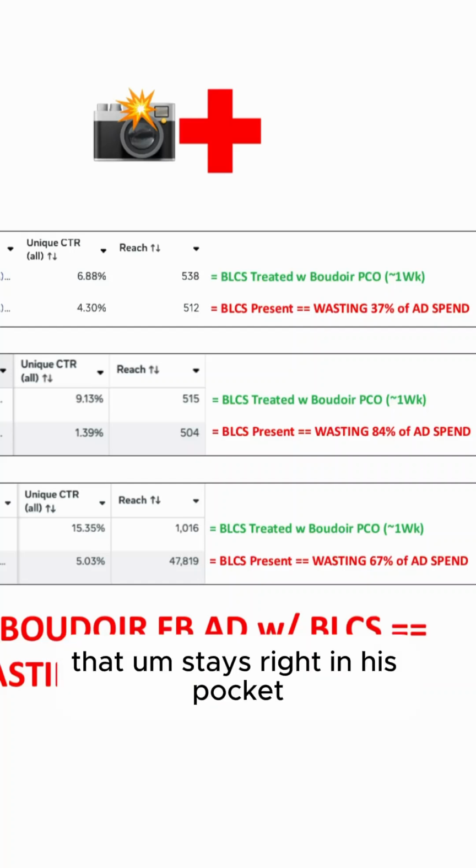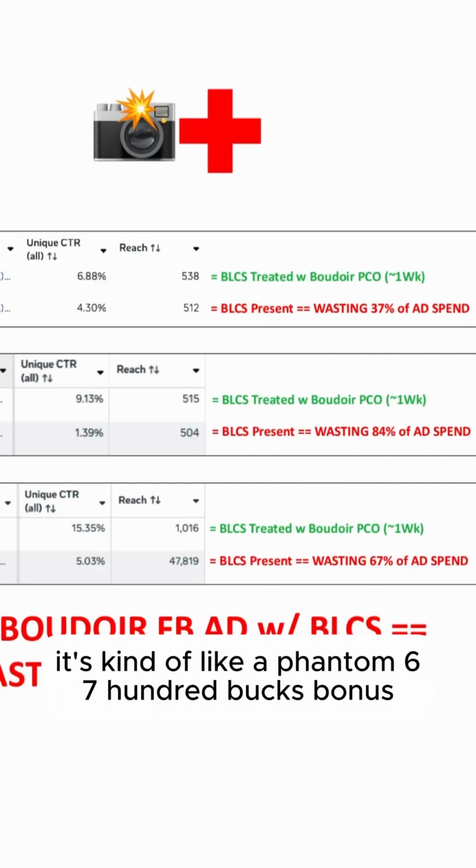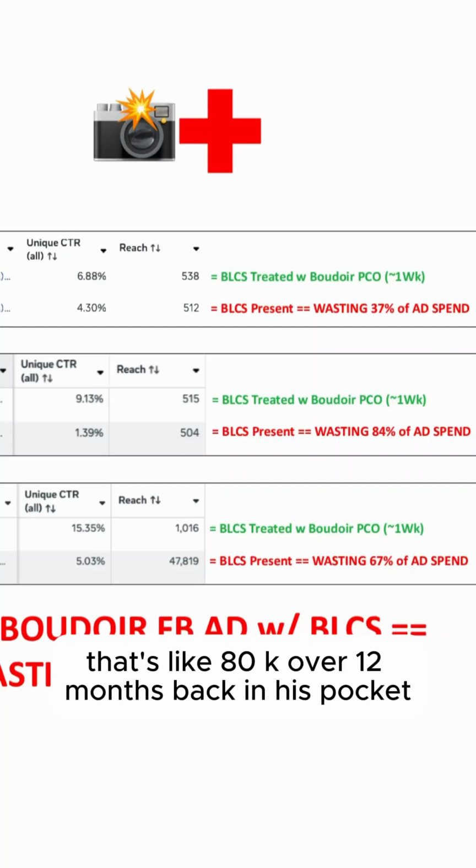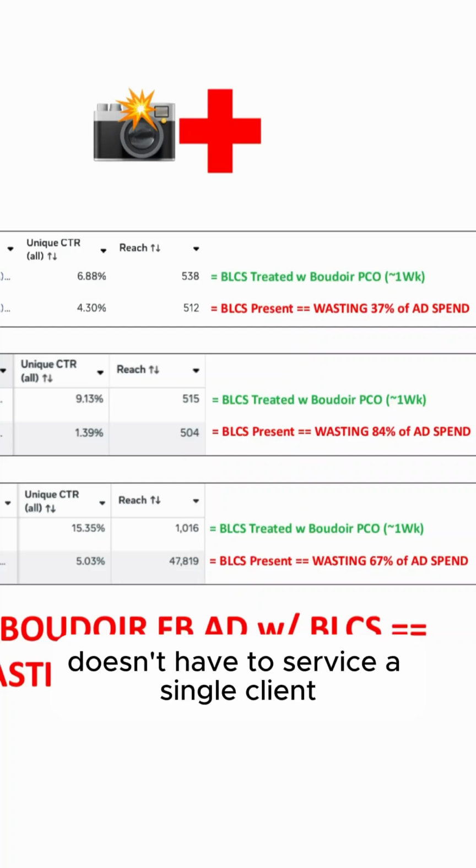That stays right in his pocket. It's kind of like a phantom $6,700 bonus every single month. That's like 80K over 12 months, back in his pocket, doesn't have to service a single client.